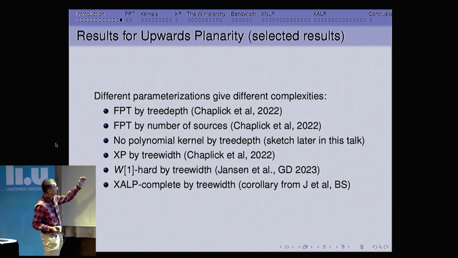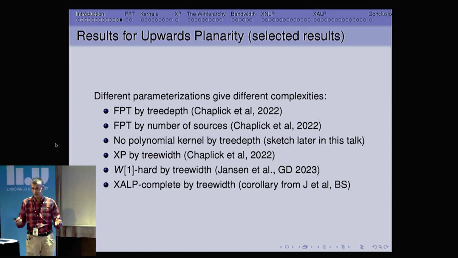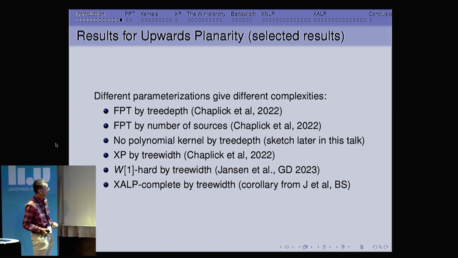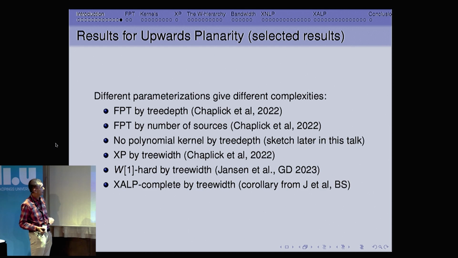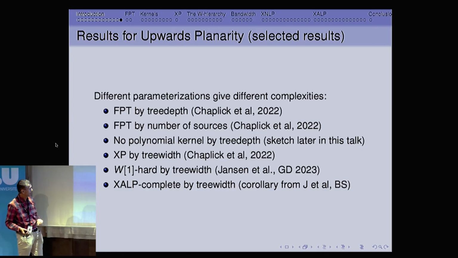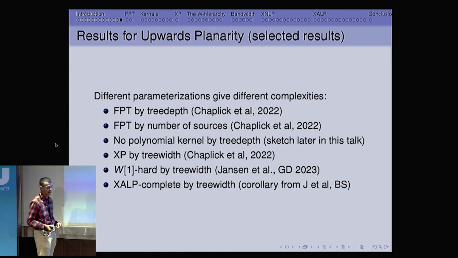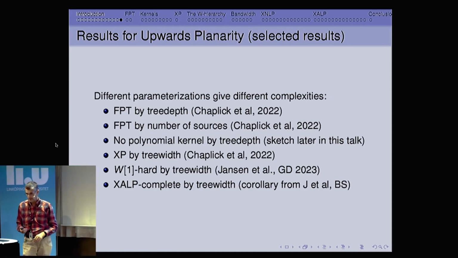And here again you can see that there are these different types of parameterizations. If you parameterize it by some structural parameter called tree depth, it is FPT, and by the number of sources as well. I'll sketch something about why there is no polynomial kernel parameterized by tree depth. But if you parameterize by treewidth, the problem becomes in XP, and there is evidence that it cannot be in FPT, and I'll discuss that later.